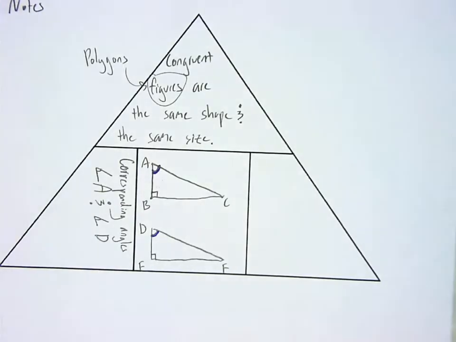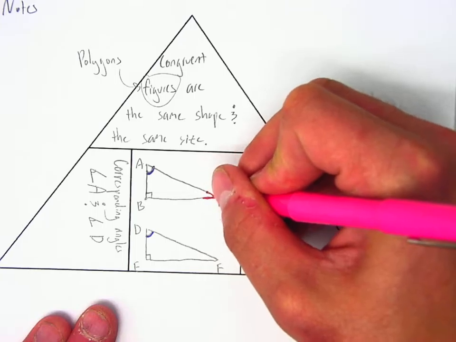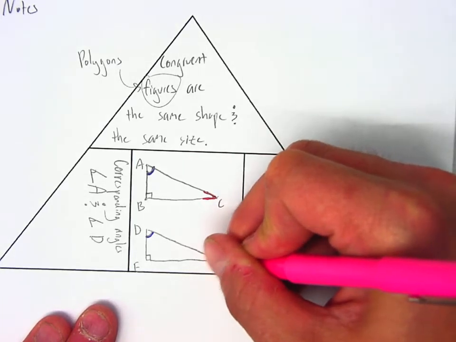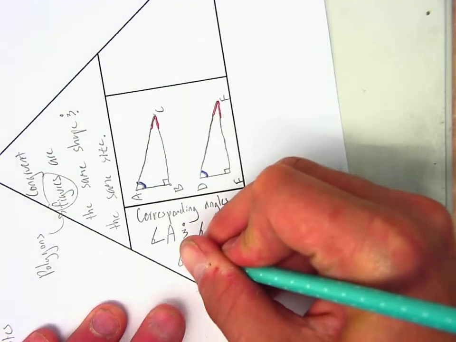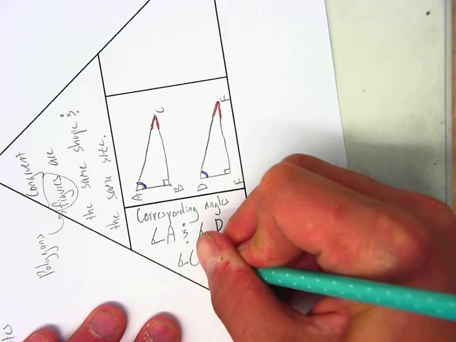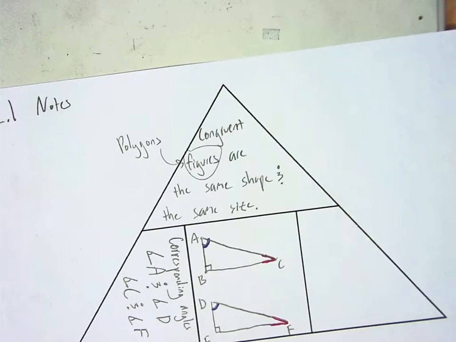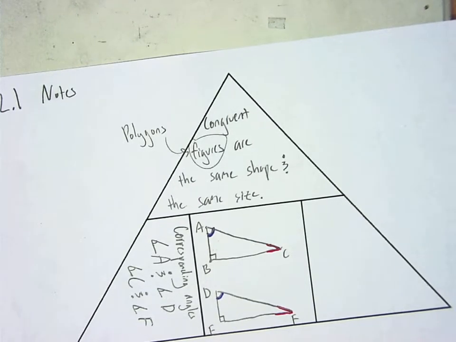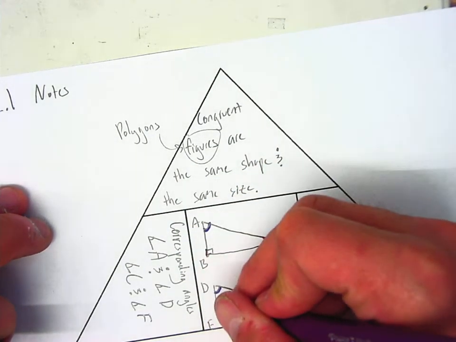And there are other sets as well. Some of you are thinking to yourself, what about angle C and angle F? And I would say, yeah, angle C right here and angle F, those are definitely corresponding angles. Angle C and angle F, yes. And then thirdly, we have these right angles here, angle B and angle E.